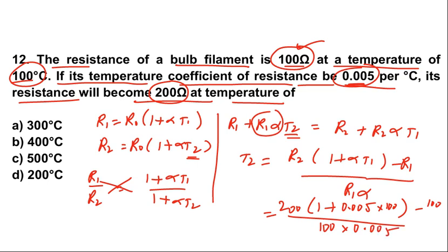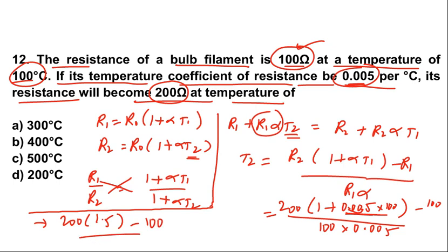Just simplify this. And if you simplify further, what you will get? That is 200 into 1 plus 0.005 into 100. Just multiply this, what you will get? You will get 2 zeros here, so the point will move like this. So 0.5 you will get, 1 plus 0.5, 1.5 you will get. Okay. So directly I am writing this step here: 1.5 minus 100 by, in the denominator, 100 into 0.005 is there.